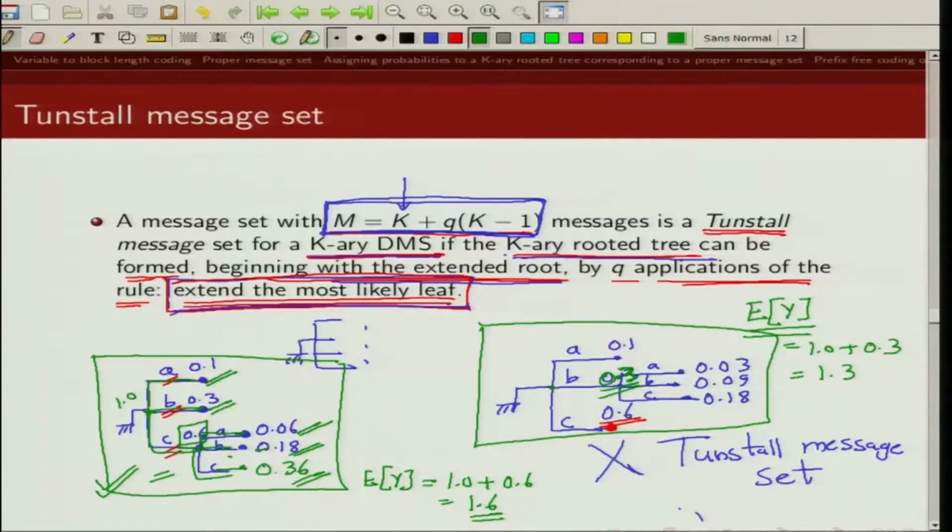Whereas in this particular example, where we have considered a non-Tunstall message set, what are the leaf probabilities? It's 0.1, 0.03, 0.09, 0.18 and 0.6, whereas the nodes have probability 1 and 0.3. So you can see here, for a non-Tunstall message set, we have a leaf which has probability more than a node, but this is not going to happen if your message set is a Tunstall message set, because in a Tunstall message set we are extending the most likely leaf.